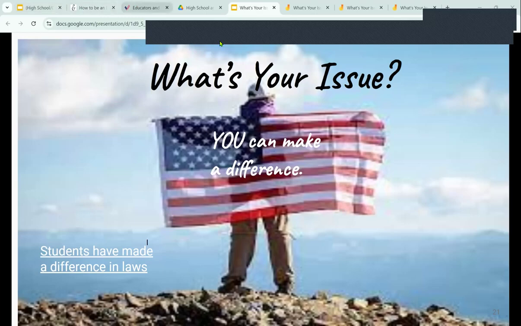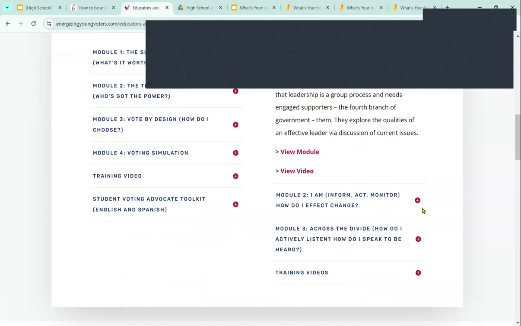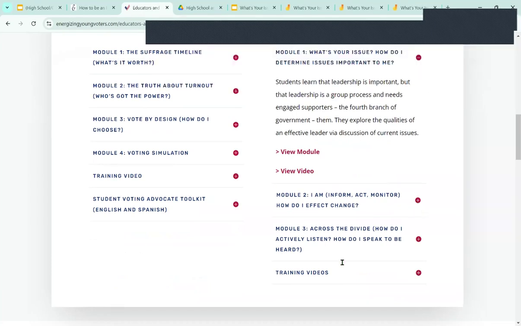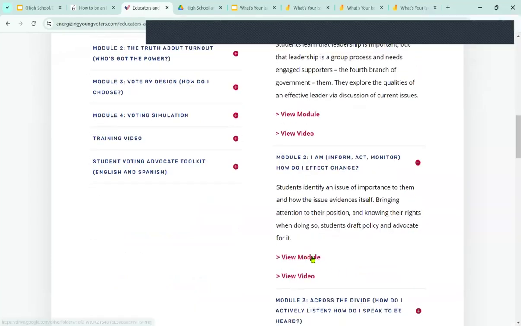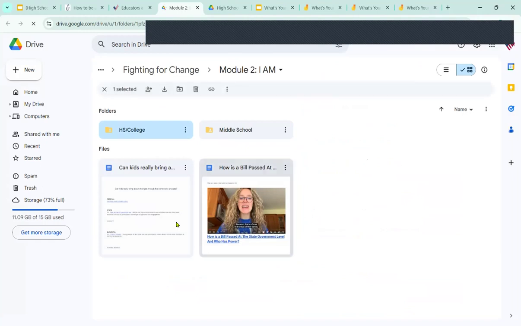The one that builds on that is I am the change. And now this is the actual practical, this is how we do it. So I showed you the middle school version before.